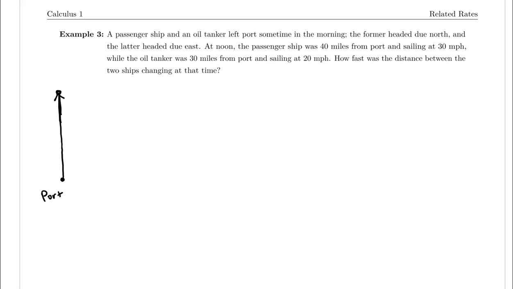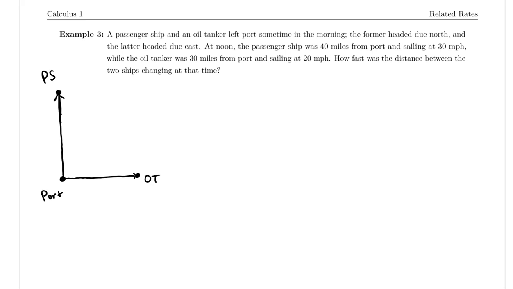And then I'll put a dot here to represent my passenger ship, and I'm just going to put PS for passenger ship. And then the oil tanker, it says headed due east. So again, if we think about the port like our origin, that means we're traveling along the positive x-axis. And so I'm going to put a dot here and put OT for oil tanker.